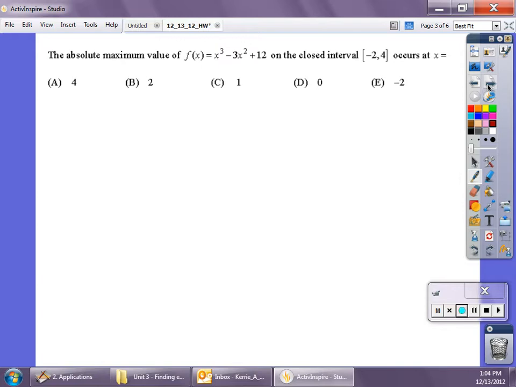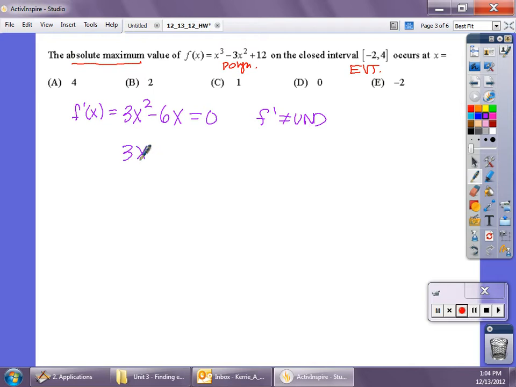The absolute maximum. So this is telling us we have an absolute maximum. This is a polynomial, which means it's continuous. And if it's closed, that means EVT applies. You are 100% guaranteed that there's going to be an answer to this. So let's start off with f prime of x is equal to 3x squared minus 6x. We're going to set that equal to 0. F prime is never undefined, so we don't have to worry about that. I'm going to factor out my 3x, and I get x minus 2 equals 0. I get x equal to 0, and I get x equal to 2.